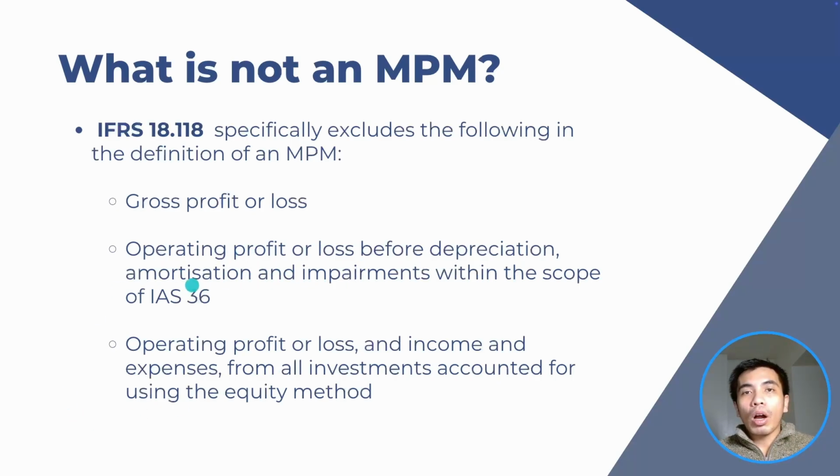And other items that are already defined by other IFRS accounting standards. For example, operating profit or loss before depreciation, amortization, and impairments within the scope of IAS 36. Operating profit or loss and income and expenses from all investments accounted for using the equity method. This is not very common, but the ISB mentioned that some companies actually present this in the income statement. So in case they present it, it's not considered as a management-defined performance measure, basically because you already know what is the nature of this subtotal. You don't have to have entity-specific knowledge.